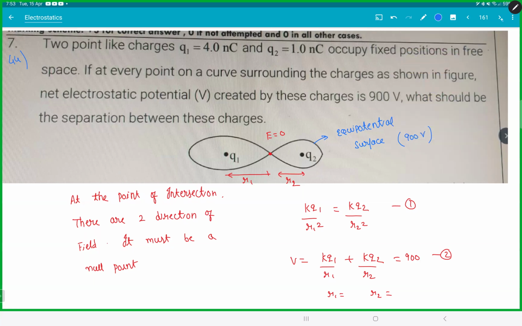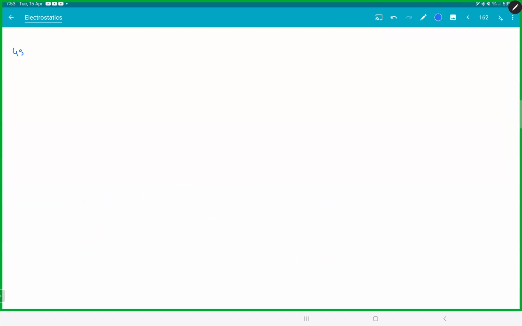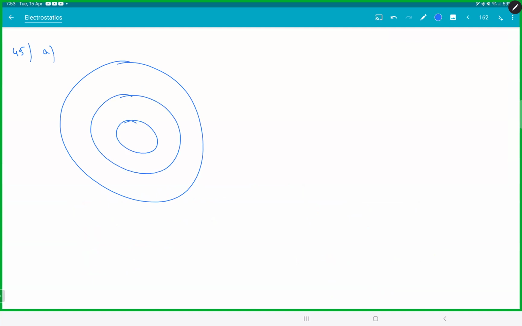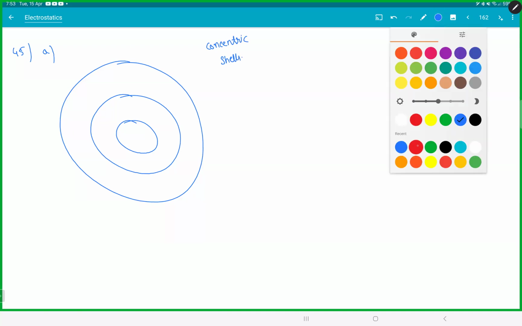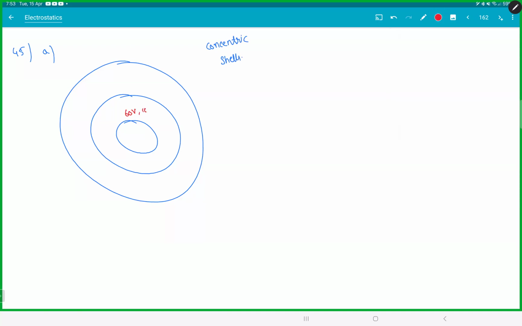Next thing. So let's say we have some equipotential surfaces. So we have concentric shells. So this potential is 60 volt, 10 centimeter. This potential is 30 volt, 20 centimeter. This potential is 20 volt and 30 centimeter. Like this, three equipotential shells are given. So using this information, tell me the direction of the field and the value of the field. Find E bar.